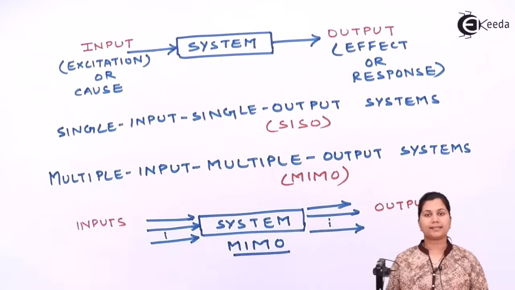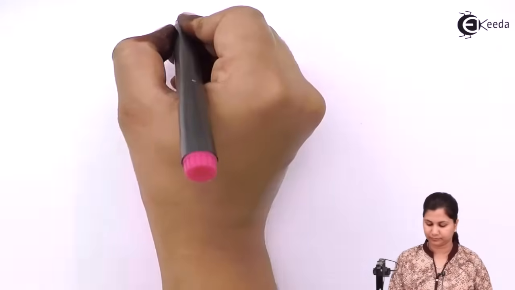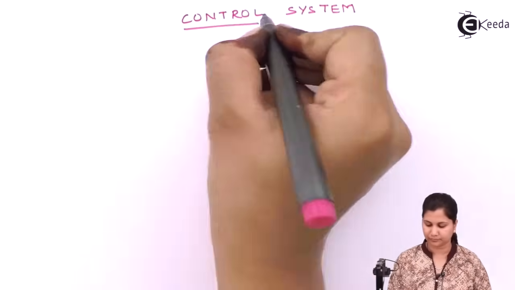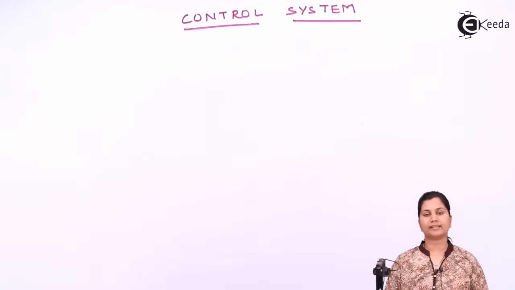Now, our subject is concerned with control system. So let us understand what a control system is. A control system is an arrangement of components which are connected in a proper manner to produce a desired output.